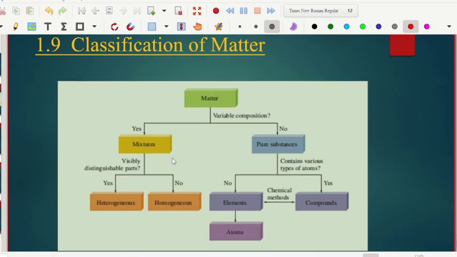Then when it comes to matter, what you need to understand is that there are mixtures and also pure substances. This will make sense as we now start looking at elements and compounds, what are they, and atoms. So that's what you need to know about chemistry when you're studying chemistry.